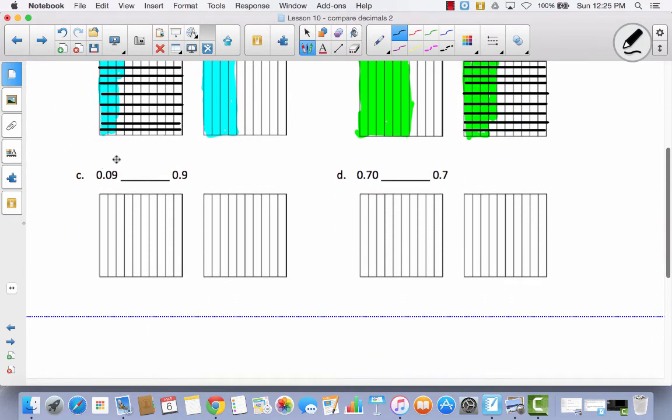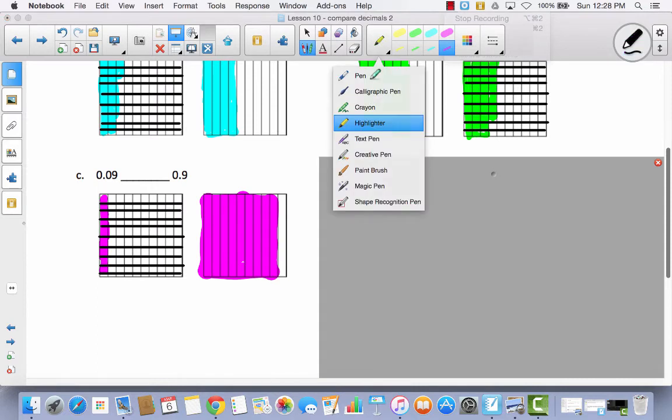Okay, let's try the next one. So we've got 9 hundredths and we've got 9 tenths. I want you to pause the video and model both of these, and then come back and compare them. I also want you to go ahead and do D. So we're going to shade 9 hundredths, 9 tenths, 70 hundredths, and 7 tenths, and then we're going to come back and compare. So pause the video and take care of that, please.